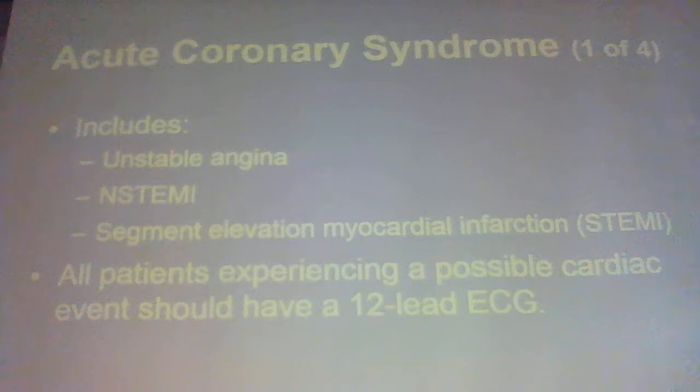All right, we know that ACS is what? It's an umbrella. Under that umbrella, you have unstable angina, non-ST elevation MI, and ST elevation MI. Anybody with potential cardiac events should have a 12 lead. And when should it be done? Within the first 10 minutes. It should be done as soon as possible, right?